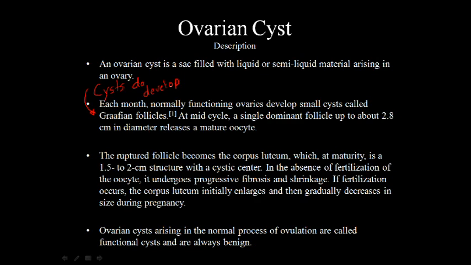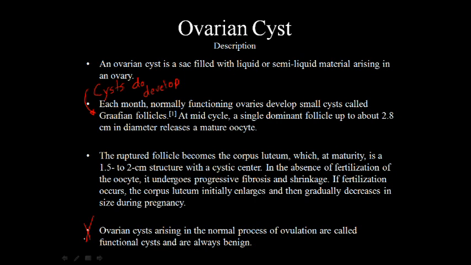The ruptured follicle becomes the corpus luteum, which at maturity is a 1.5 to 2 centimeter structure with a cystic center. In the absence of fertilization of the oocyte, it undergoes progressive fibrosis and shrinkage. If fertilization occurs, the corpus luteum initially enlarges and then gradually decreases in size during pregnancy. Ovarian cysts arising in the normal process of ovulation are called functional cysts and are always benign.